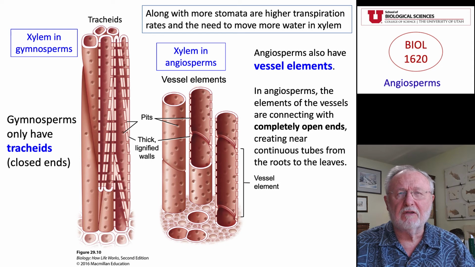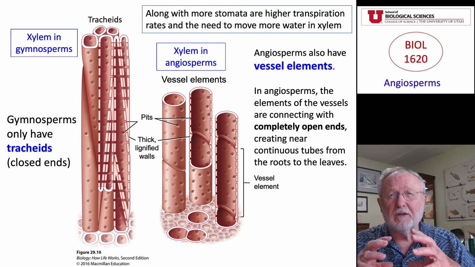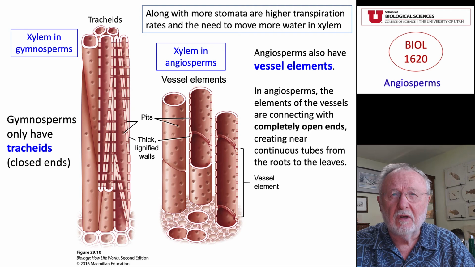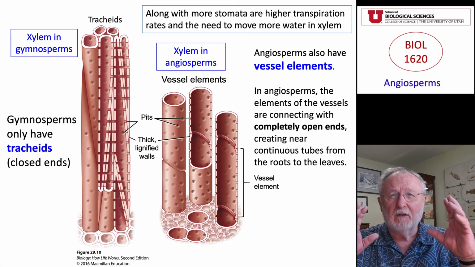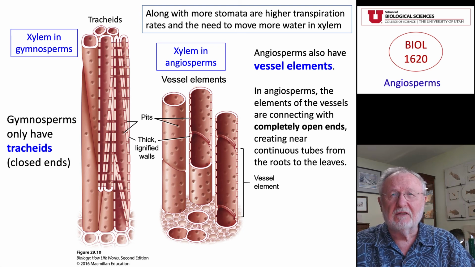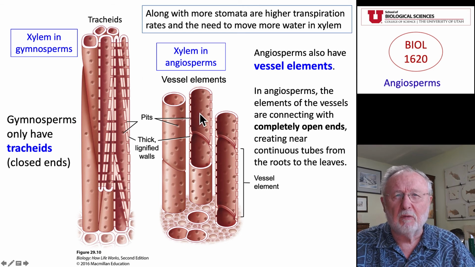As the CO2 concentration goes down and more stomata appear, that results in a higher transpiration rate in order to allow greater diffusion of CO2 into the photosynthetic cells. So as the stomata increase, transpiration increases, and to sustain that high transpiration demand, plants needed a more efficient water conducting system.